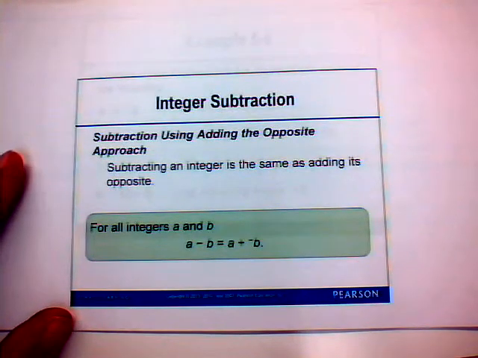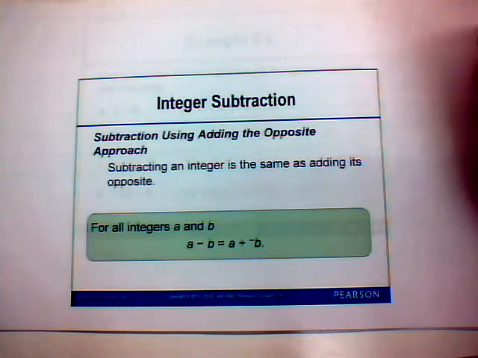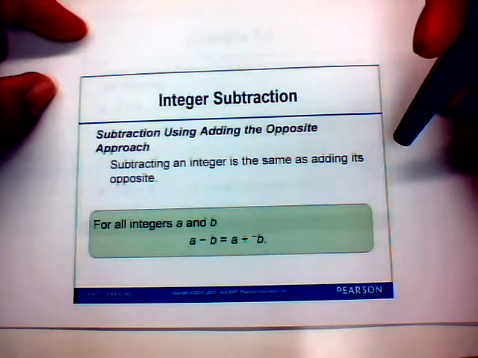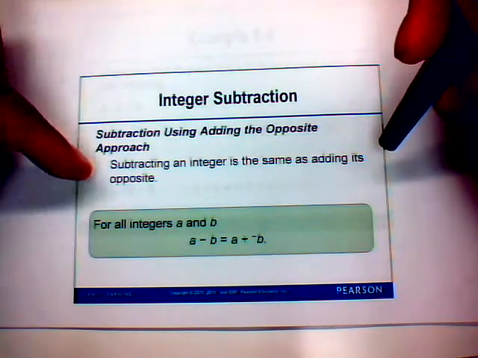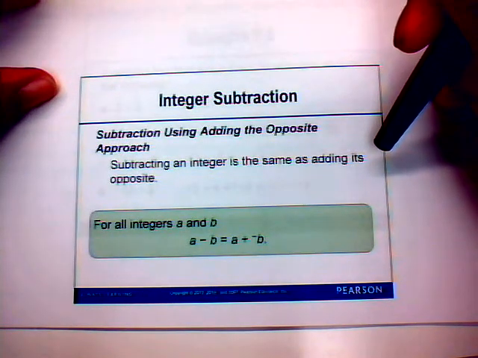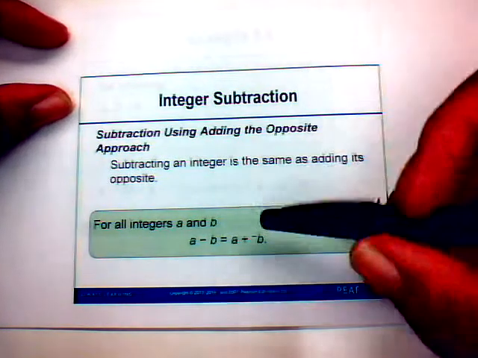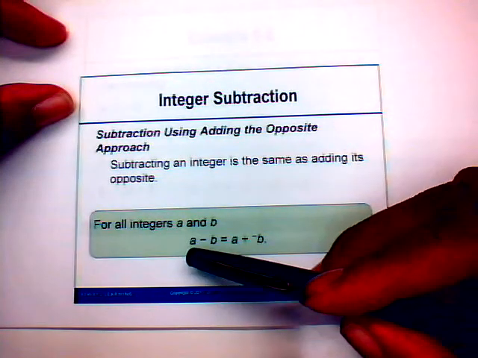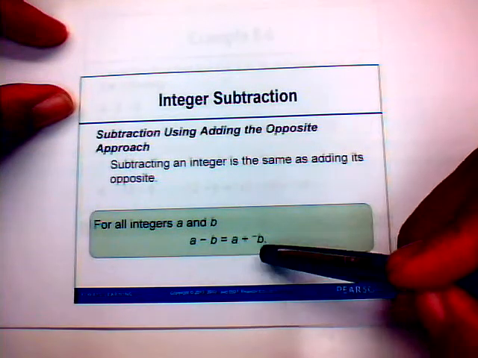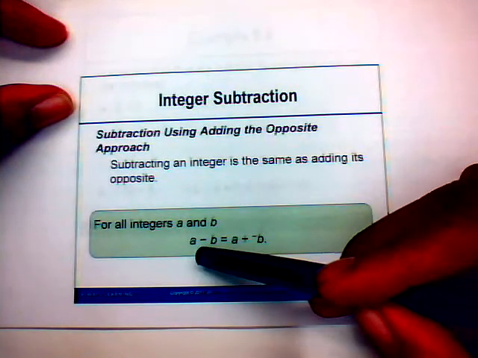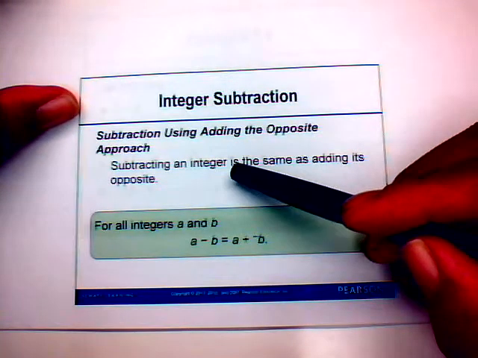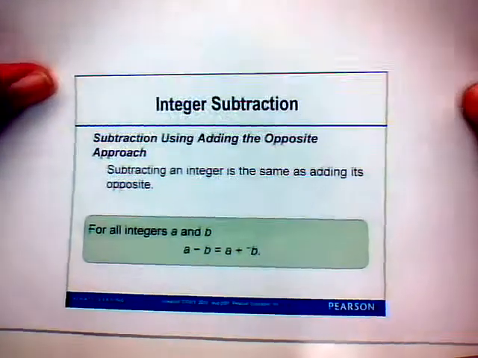Okay, we can use the approach of adding the opposite, which is the approach that most algebra textbooks, most mathematics textbooks teach when you're dealing with integer subtraction. Subtracting an integer is the same as adding its opposite. In other words, if we have all integers a and b, a minus b is the same as a plus the opposite of b, which is negative b. So we change subtraction to addition and then take the opposite of the second number, because subtracting an integer is the same as adding the opposite.